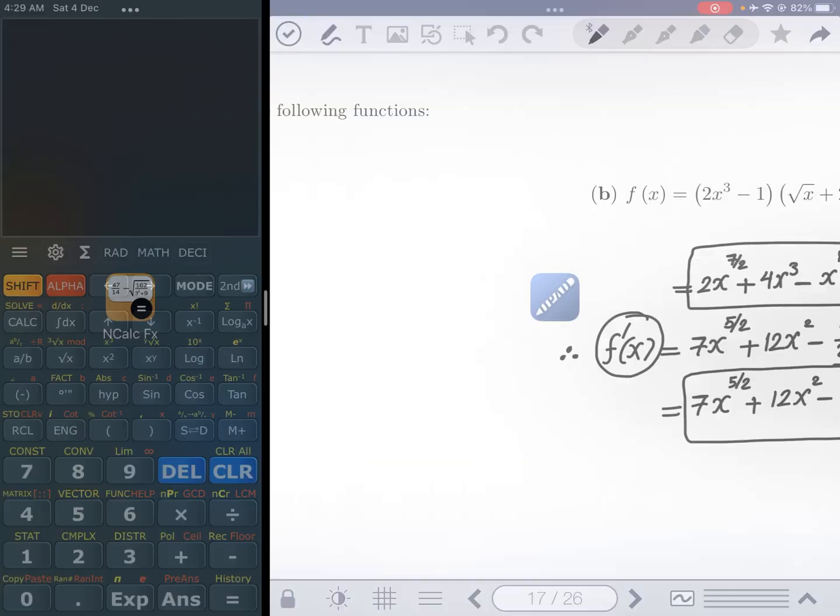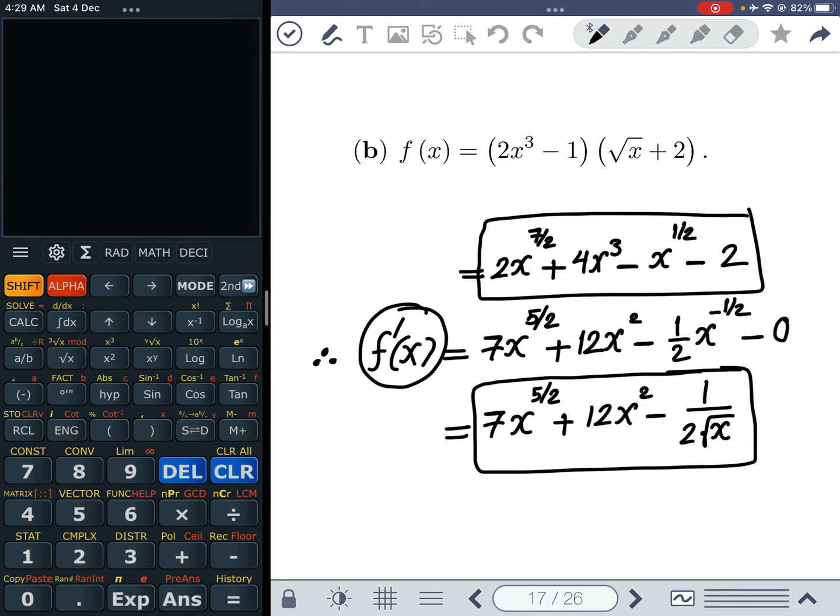So let's see here. So we want the derivative of, and I put this one here. 2x to the power 7/2, and then plus 4x cubed, 4x to the power 3, minus x to the half, which is radical x. I can say radical x. And lastly, minus 2. This was my function, and I want its derivative.